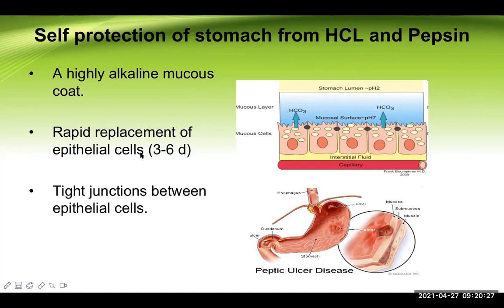Another is rapid replacement of the epithelial cells. This is a normal character of the epithelial cell, isn't it? They can regenerate and replace quite fast. And then tight junctions present between the epithelial cells are also protective in nature. That's why we can withstand the highly acidic environment present in the stomach lumen, meaning the underlying mucosal cells are not damaged by that acidic environment. So this is known as the protection mechanism, or self-protection from the damage of hydrochloric acid.